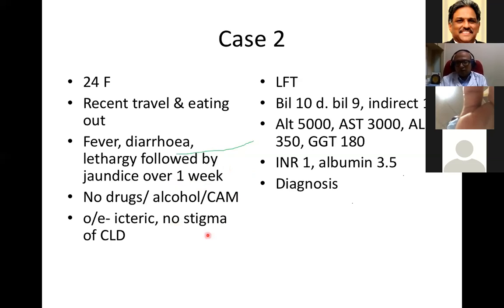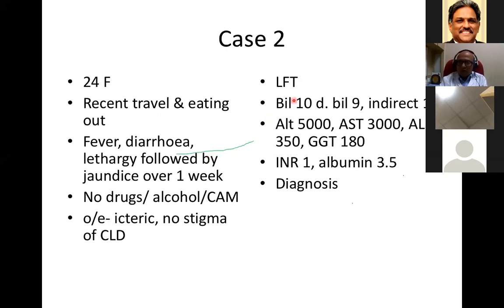And then there was no history of any drugs, either prescribed, OTC or illicit drugs. There was no history of alcohol or complementary medicine intake. And on examination, she was icteric, but there were no stigmata of CLD. The liver edge was just palpable, but there were no stigmata of chronic liver disease. So this pattern is suggestive of an acute jaundice, and in a young person with a recent travel may point out to a feco-oral hepatitic process.